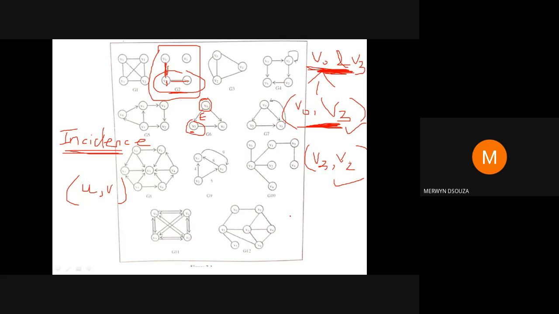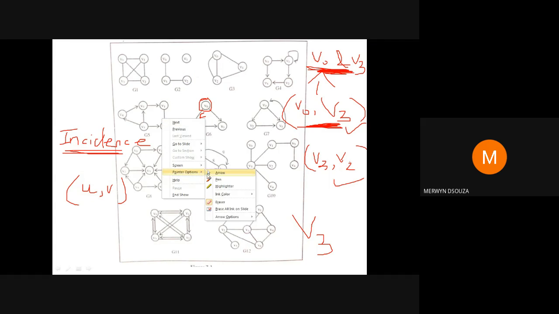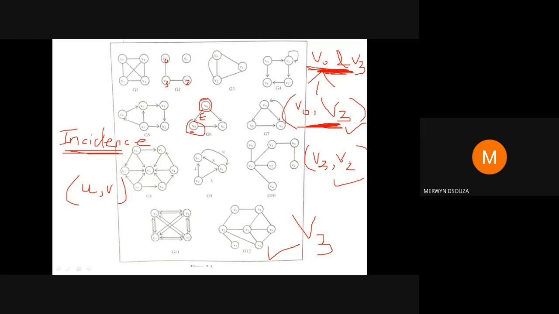Suppose I change my question, and I want you to answer in the chat. Which are the edges incident on the vertex v3 from this graph G2? That means which edges contain this vertex v3? Here this is v0, this is v3, and this is v2. Write the names of the edges which contain vertex v3 in the chat. Those are known as incident edges, the edges incident on vertex v3.